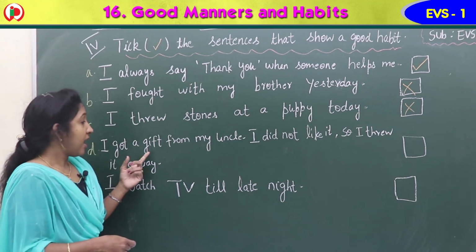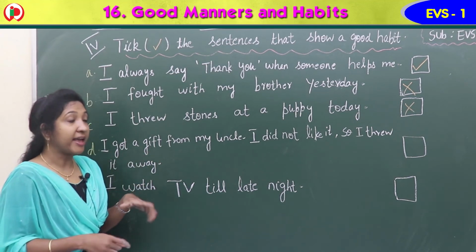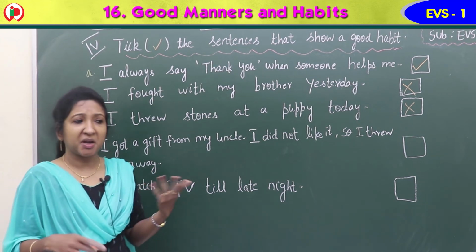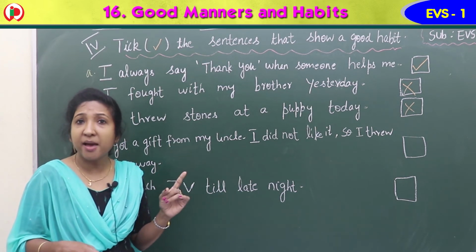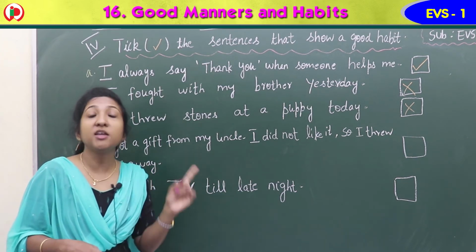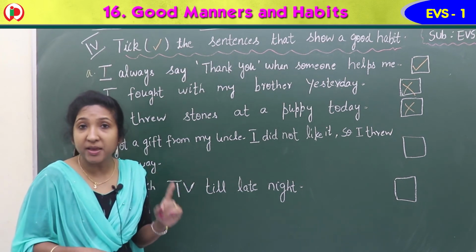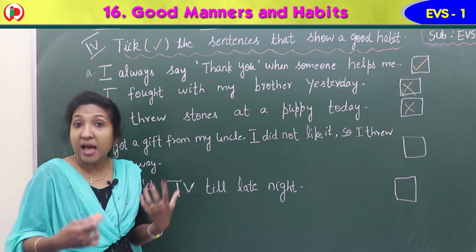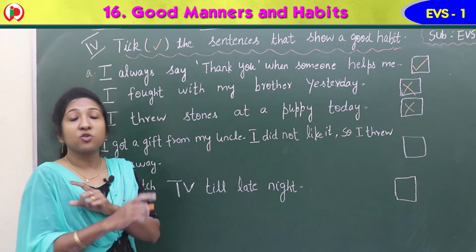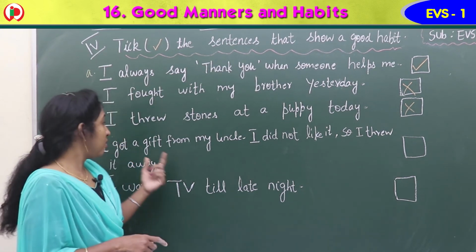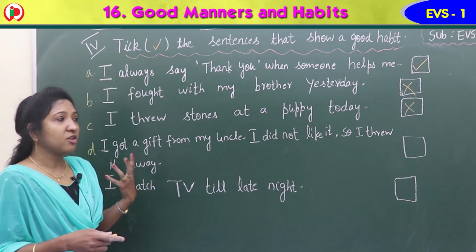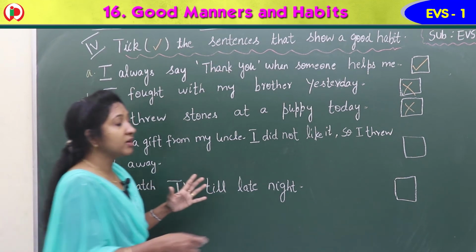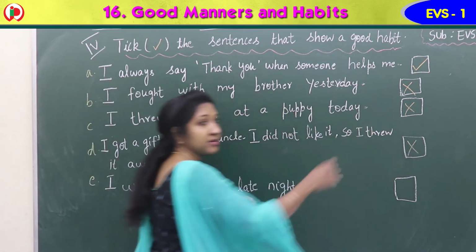Now, D. I got a gift from my uncle. I did not like it, so I threw it away. Uncle gave me a gift, but I did not like it. I threw it away. Is it a good habit, children? You should never do that. It is not a good habit. If someone gives you a gift, you should receive it happily. You should take it happily. If you like it or not like it, you have no right to throw it away. So, I got a gift from my uncle. I did not like it, so I threw it away. Is it a good habit? No, it is not a good habit. So, you should put a cross.